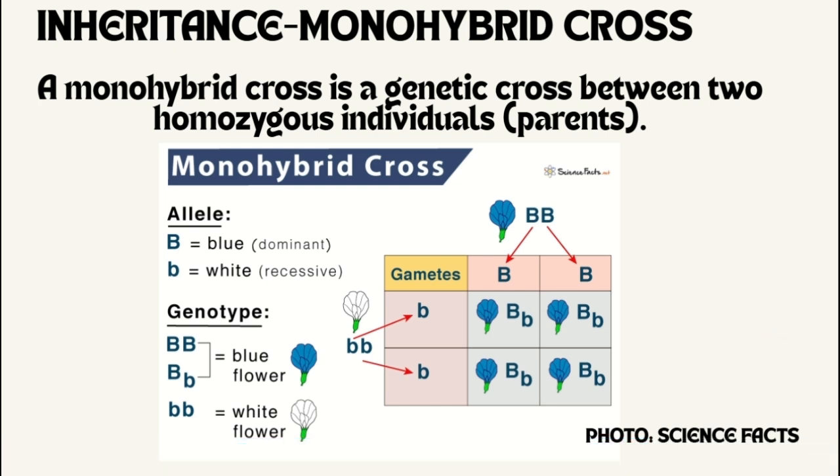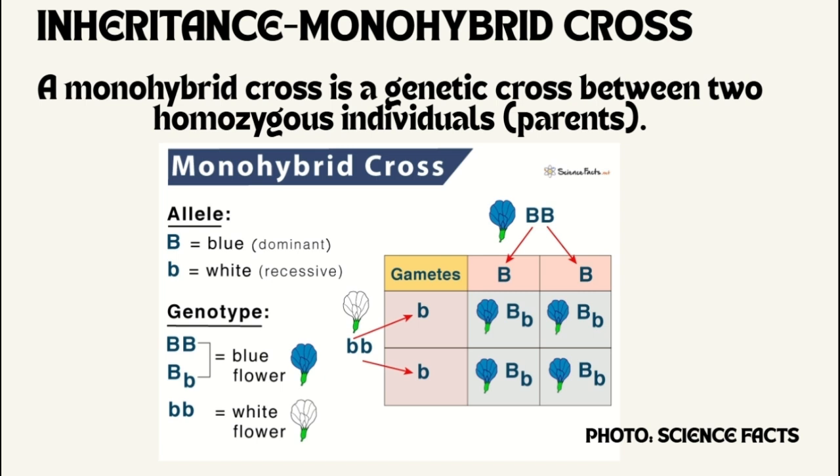Then the last thing we're going to mention is different inheritance, so basically how inheritance works. We said the entire point of all of this is to find out how genes are passed on. So we're going to talk about the monohybrid cross first, and then we'll talk about the dihybrid afterwards.